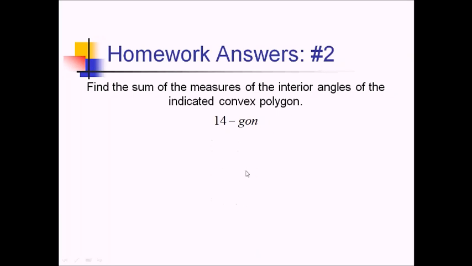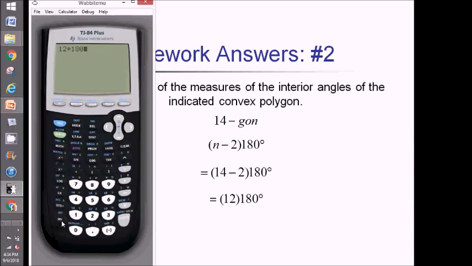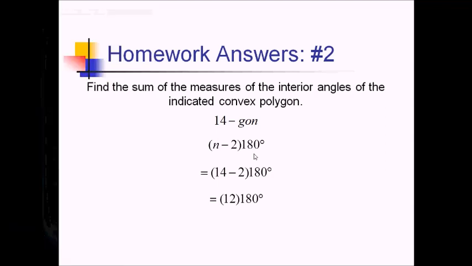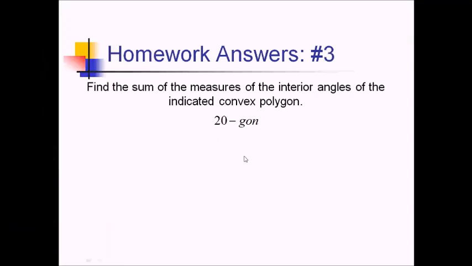For number 2, we're trying to find the sum of the interior angles of a 14gon, which doesn't really have another special name. So we'll use n minus 2 times 180 for this one. So 14 minus 2, which is 12, times 180. We'll get the calculator out for this one. And plugging that in the calculator, we get 2,160 degrees.